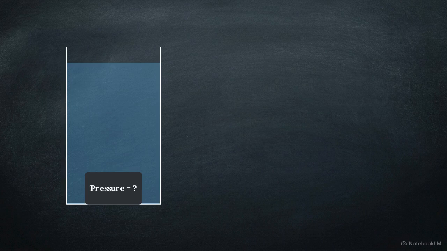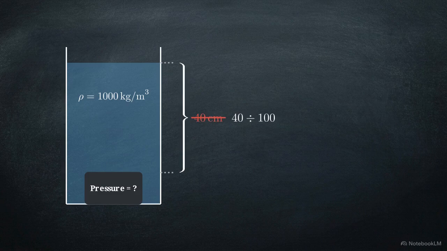This diagram illustrates a standard exam scenario. We have a block resting at the bottom of a water tank. The water has a density of 1,000 kilograms per cubic meter, and the block is at a depth of 40 centimeters. We need to find the liquid pressure acting on the block. You cannot use centimeters in this formula. Before plugging any numbers into the pressure equation, you must convert the depth to standard SI units by dividing by 100, so 40 centimeters becomes 0.4 meters.